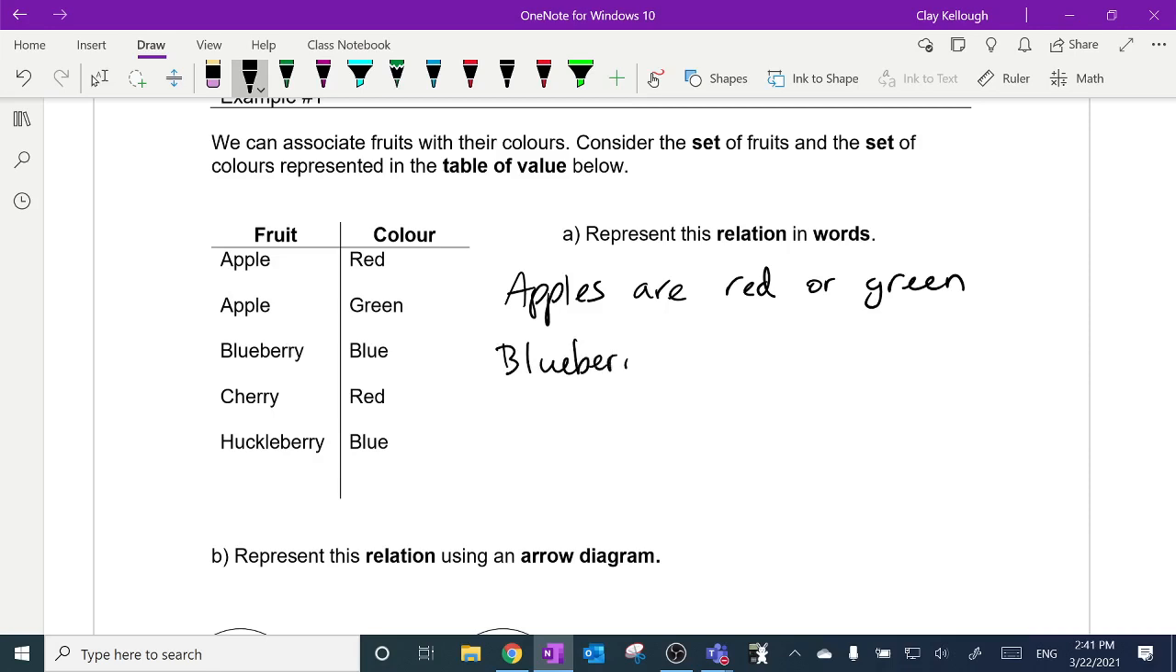Blueberries are blue. Who knew? Oh, I guess I should say blueberries. I should say, hang on. I don't want to write a whole new sentence. Blueberries and huckleberries.